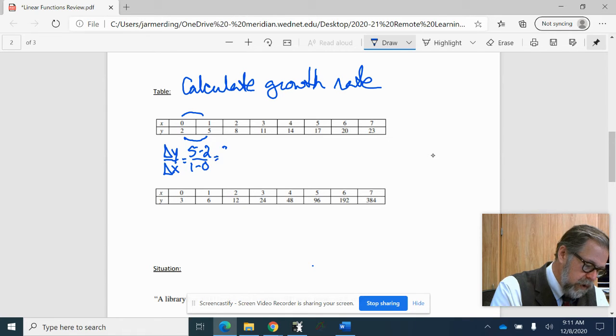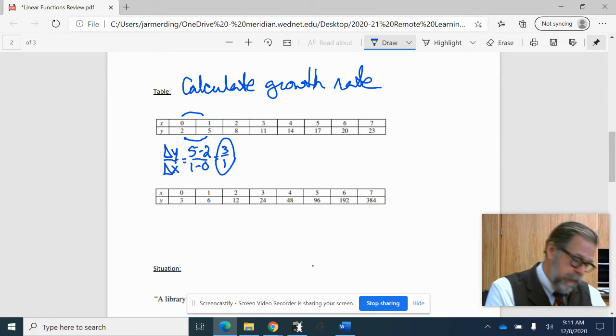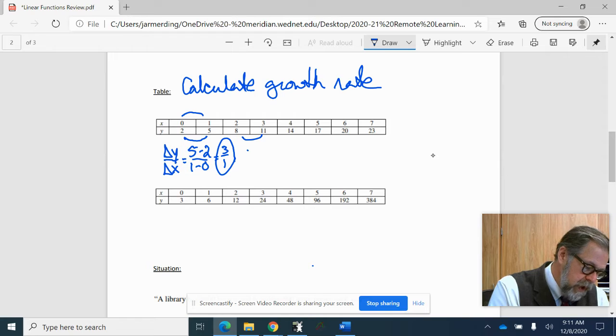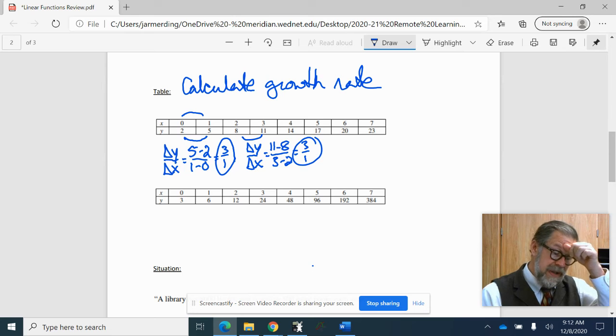1 minus 0 is 1. I have a growth rate of 3 over 1. Let's pick another point. Change in y over change in x is 11 minus 8, which is 3, over 3 minus 2, which is 1. I've got a growth rate of 3 over 2.